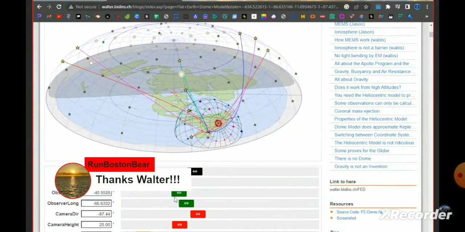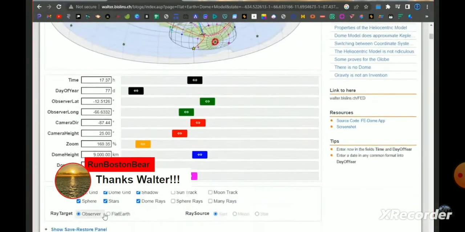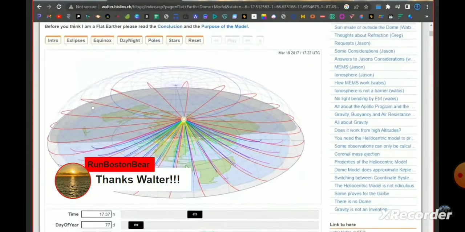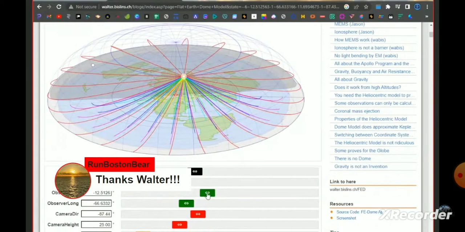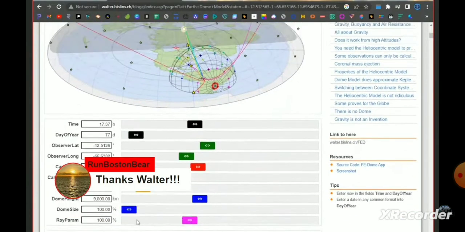Now what he does is he does this to make it look crazy, right? Where you see all these crazy angles, and if you click flat Earth, look what he does. Makes it look wild. See what I'm saying? But the truth is, that has nothing to do with it. That has nothing to do with reality, bro.